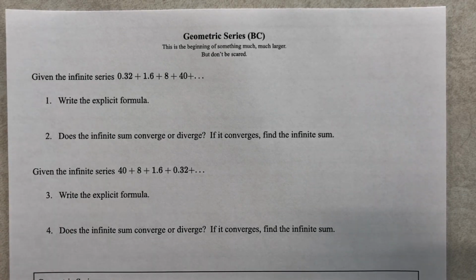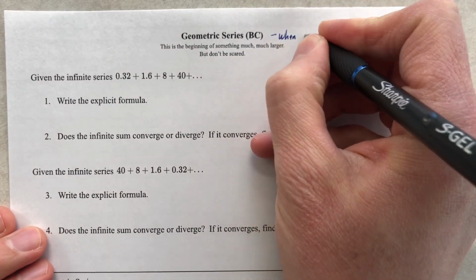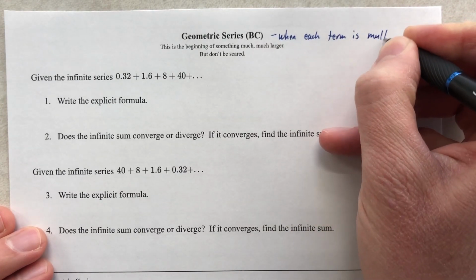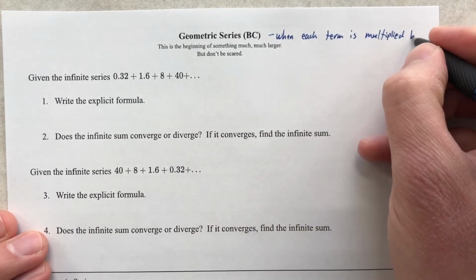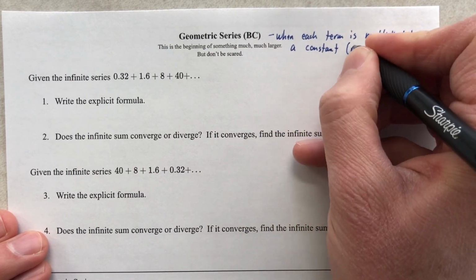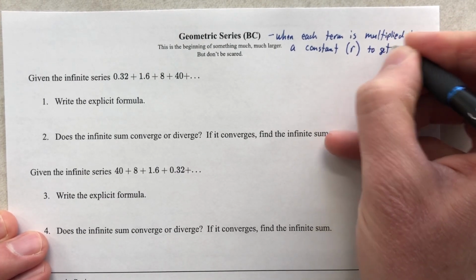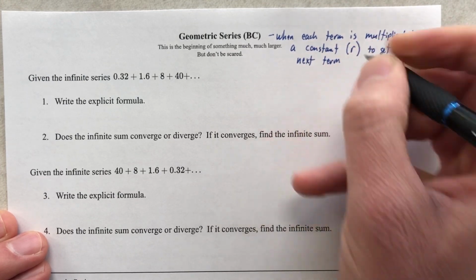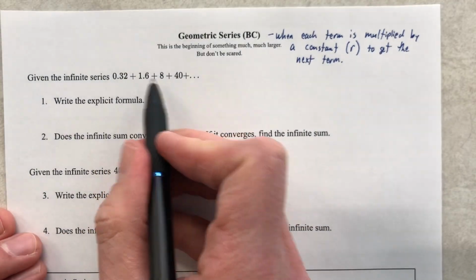And geometric series, just in case you need a reminder, this is when each term is multiplied by a constant. We're going to call it R. It stands for common ratio, to get the next term. Now, technically, what I just told you was geometric sequence. Geometric series is when we add them together like we're going to do here.